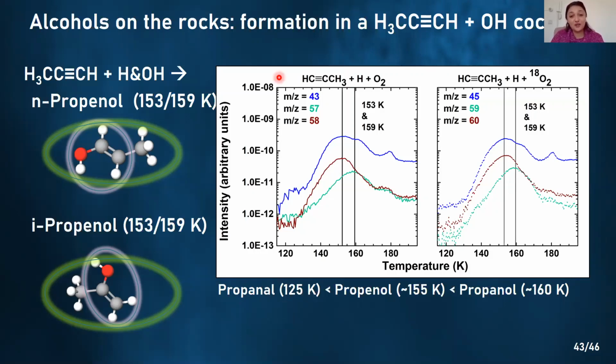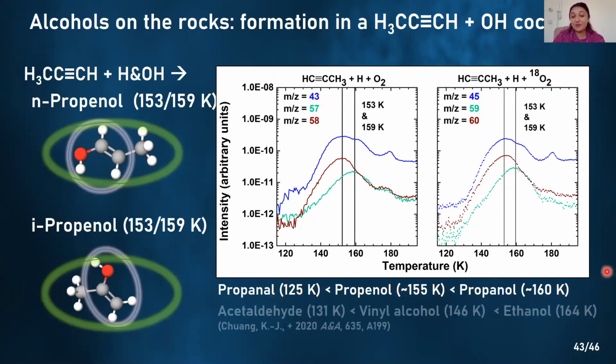So mass to charge values of 43, 57, and 58 can represent propanal, and their mass to charge shifts are also seen in the 18O2 isotope experiment. Like that of N and I-propanol, the isomers of propenol likely do not desorb at the same temperature, so we see two different desorption temperatures. And then the desorption temperature of around 155 Kelvin for propanal is between the desorption temperatures of propenol and propanol. This is expected if you compare this to the desorption temperatures of acetaldehyde, vinyl alcohol, and ethanol, which are the two carbon counterparts.